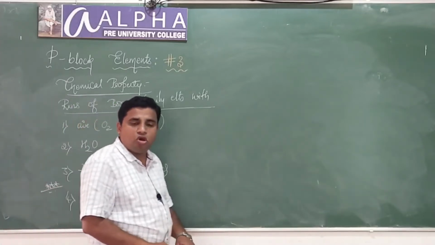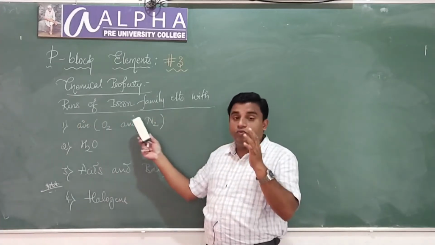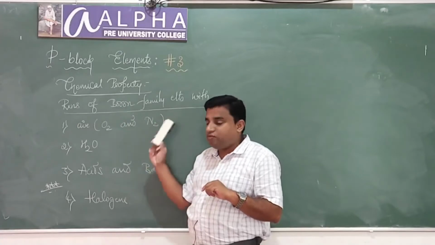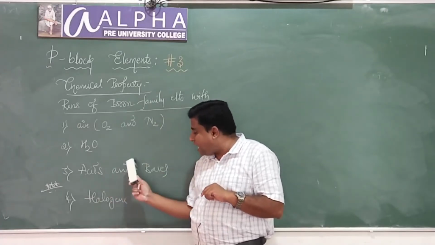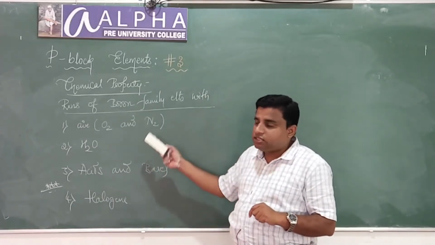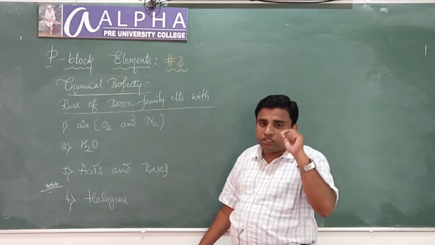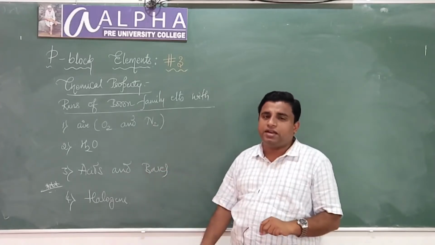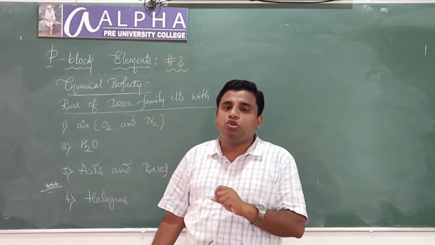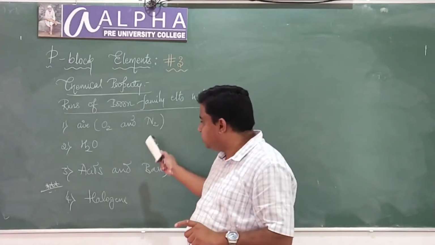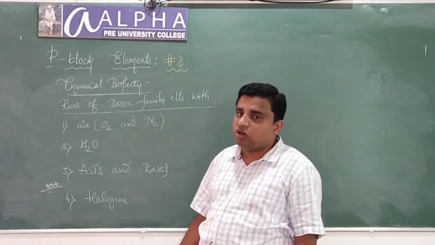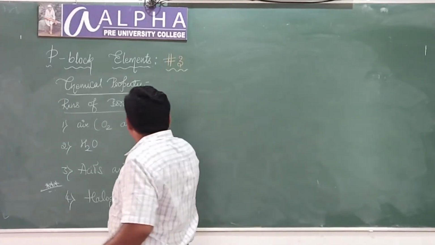So for reactions with air, we need to write separately for oxygen and nitrogen, then reactions with water, then with acids and bases, and then with halogens. Shall we study each and every reaction? Again, you don't have to memorize them, and you don't need to worry about balancing these reactions, because we have already learnt balancing in redox reactions. Now, first one, reaction with oxygen.